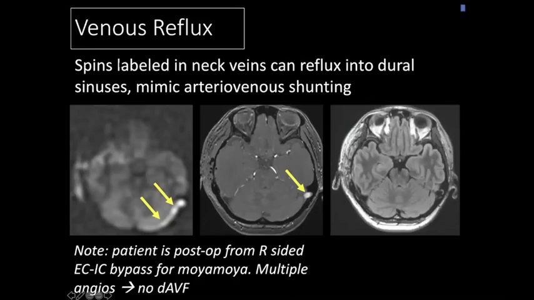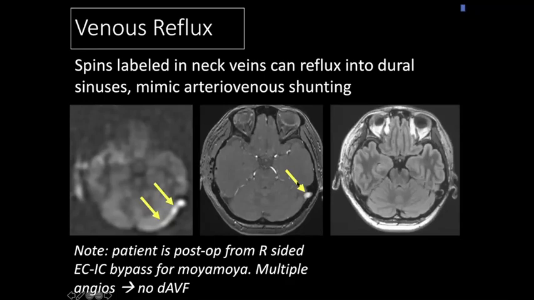Here we have an example of venous reflux, where spins are labeled in neck veins at the same time that they are labeled in neck arteries. Those can then reflux into the dural sinuses, as shown here, and this can mimic arteriovenous shunting, something that we will talk about later in the talk.